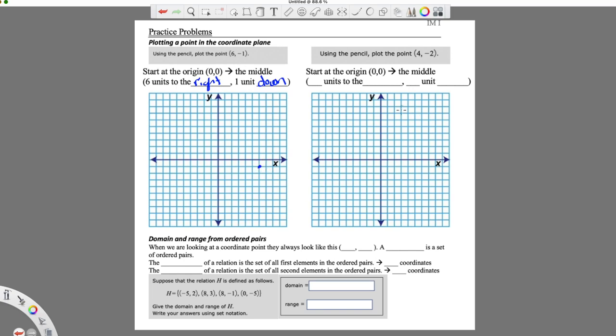All right, next one. So 4 and negative 2. So again, I'm going to go back to the center on this one. I'm going to go back to my middle, and I'm going to go 4 units to the right because it's positive again. So that's right. And then I'm going to go 2 units down because it's negative 2. Okay, so I'm going to go 1, 2, 3, 4, 1, 2, and plot my point.